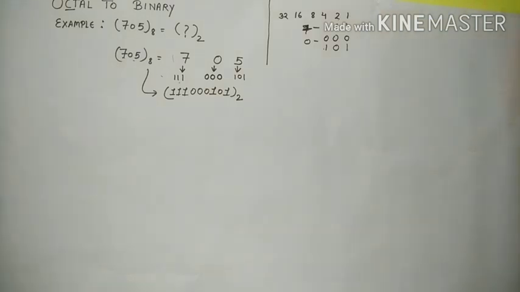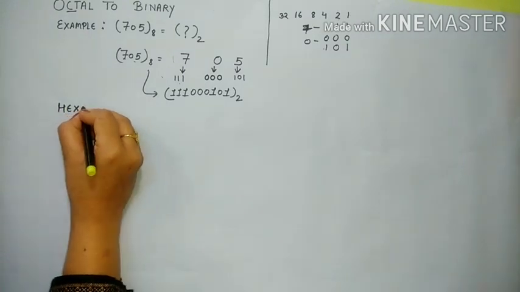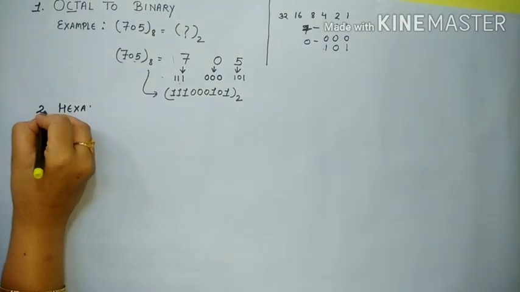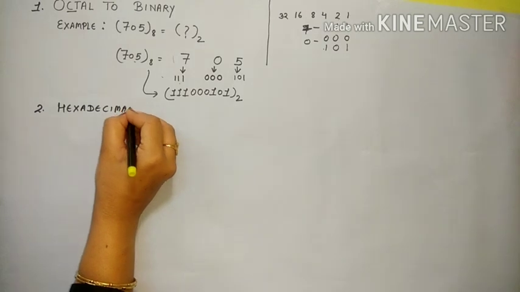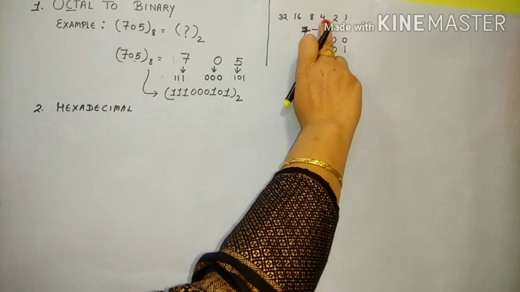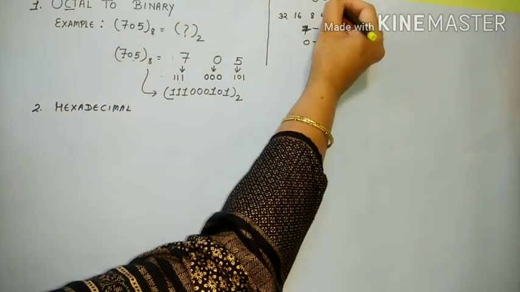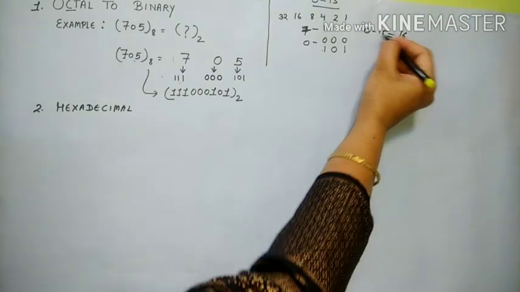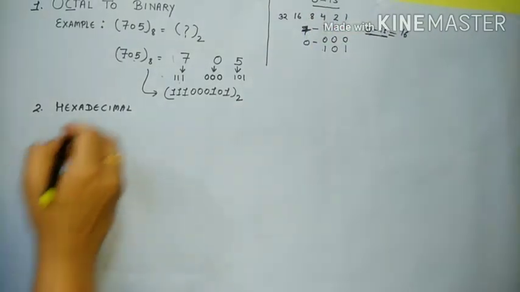Next is hexadecimal to binary. This is also very much similar to that, but here instead of converting to 3-bit binary representation, we have to convert it to 4-bit binary representation, because these 4 bits can represent 16 values: 8, 4, 12, 13, 14 and 15. So how many digits were there in hexadecimal? 0 to 15, 16. So altogether 16. That's why we are going to take 4 bits of binary now.